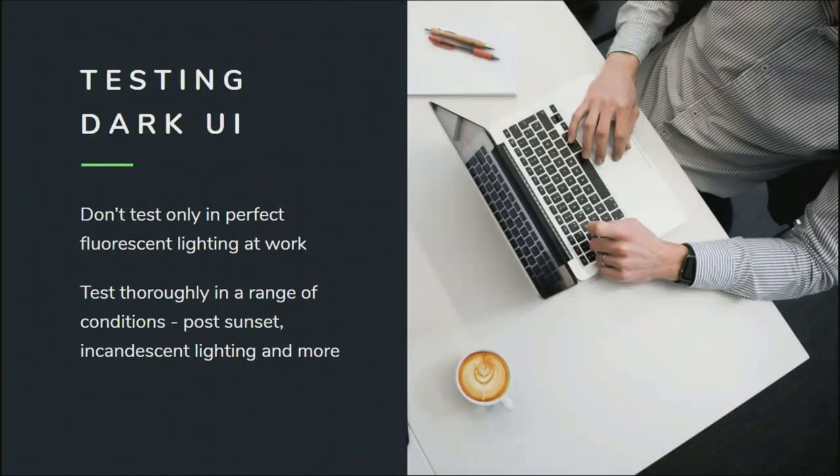Testing dark UI. While field testing and user research testing are key to developing any successful product, when you're doing dark design, keep in mind that it also has to be tested in the field and with real users, because your dark UI might look perfect under fluorescent lighting. It might not look perfect under lack of lighting or incandescent lighting, or it might look completely different.